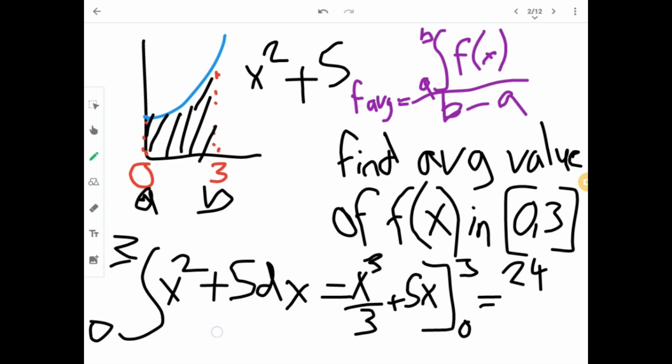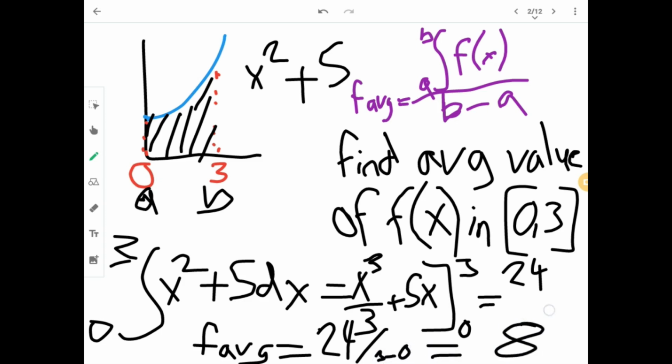So to find f average, you divide the area by the width. So it will be 24 divided by 3 minus 0, which is equal to 8. And that is the average value.